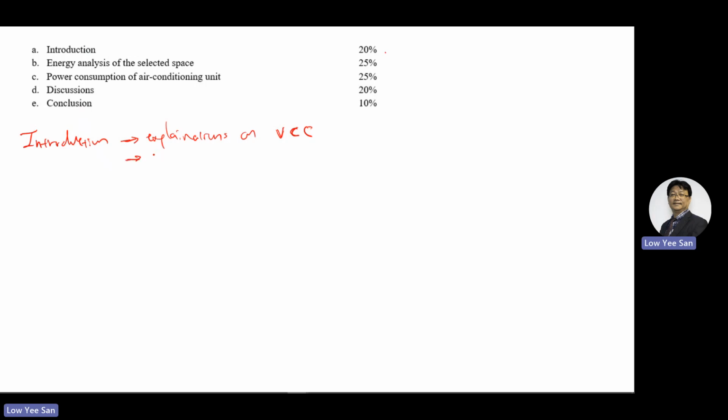And also factors that influence the efficiency of aircon unit that uses VCC.